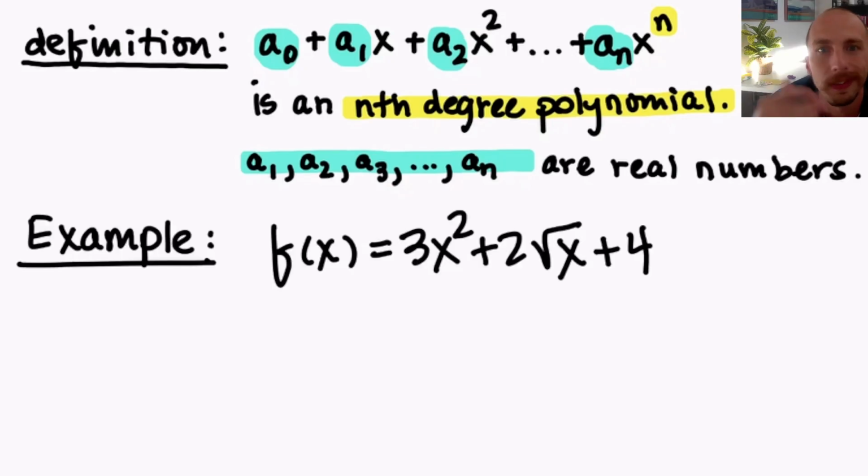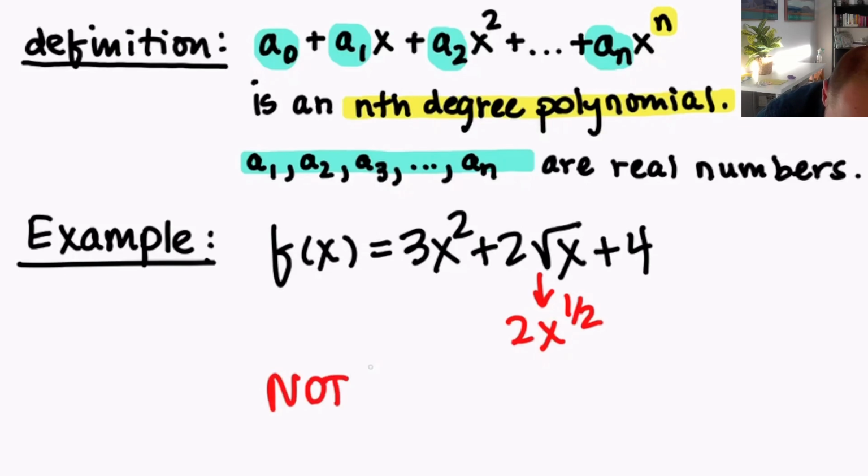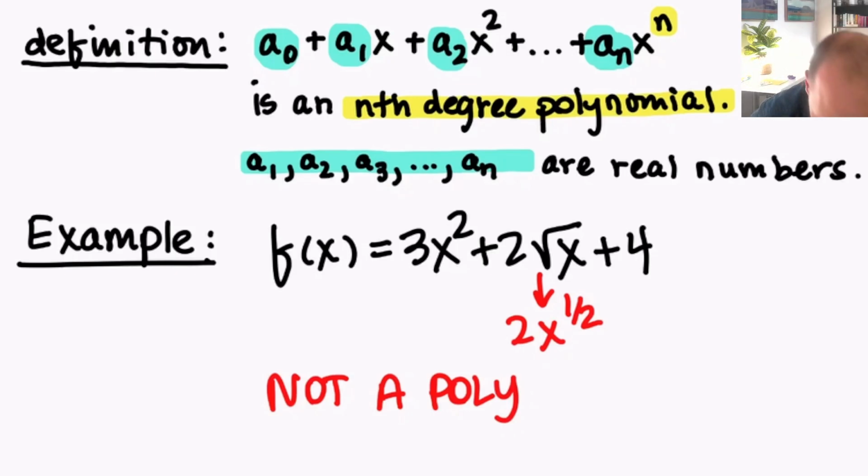This thing right here is not a polynomial: f of x equals 3x squared plus 2 square root of x plus 4. If I was going to rewrite this as a power of x, that would be 2x to the 1/2 power. We would say not a polynomial because it has a power of x that's not a whole and positive number.